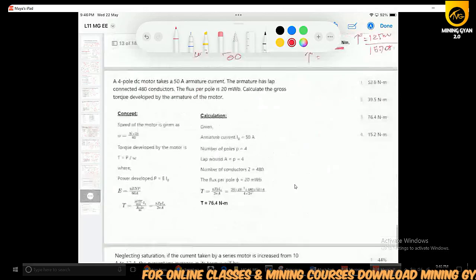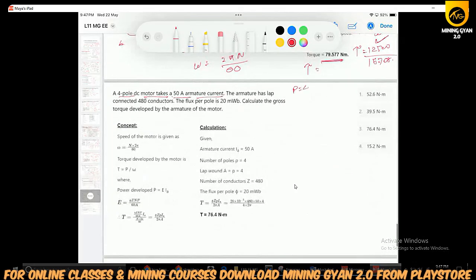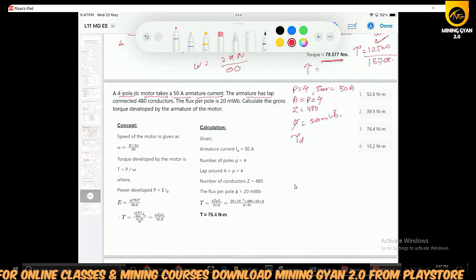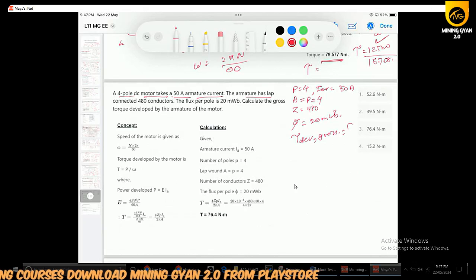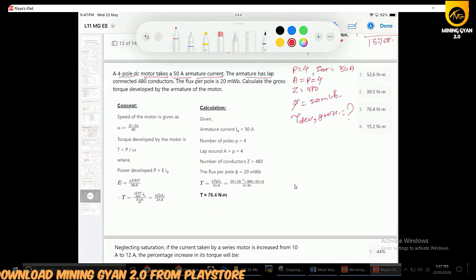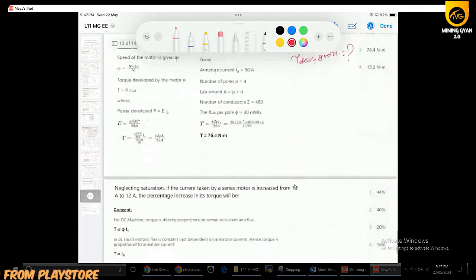Now the next question: a 4-pole DC motor takes 50 ampere armature current. Number of poles are 4. DC motor, it takes armature current of 50 amperes. Okay. Then the armature is lap connected. Lap connected means A equals P equals 4, and the number of conductors are 480. The flux per pole is 20 milliweber. Then you please calculate the torque developed, and that is the gross torque developed by the armature of the motor. So these are also similar questions. Okay, so I am leaving this question for you. You can practice this in your free time.